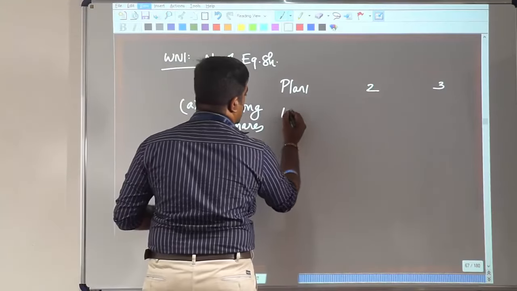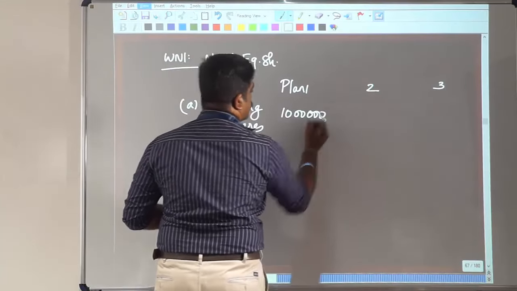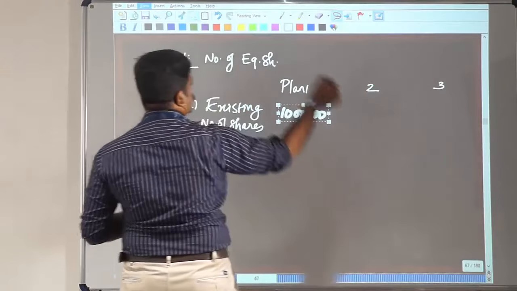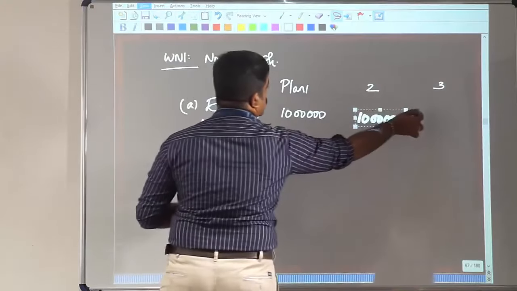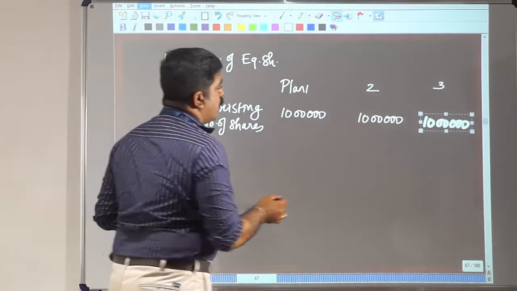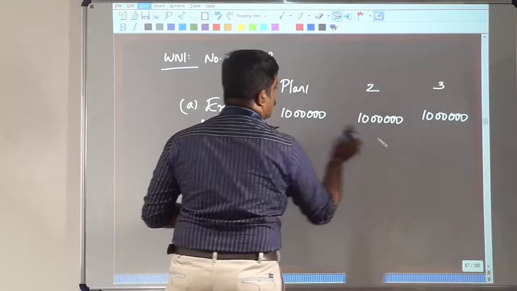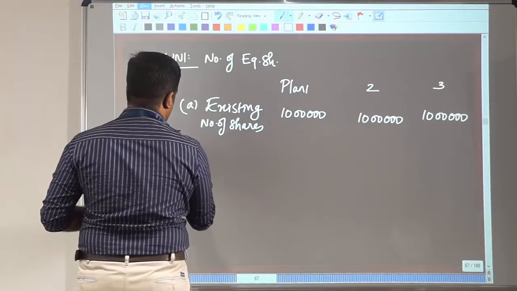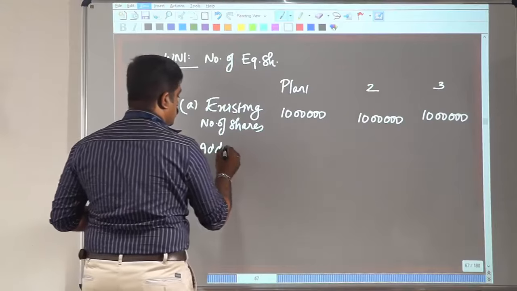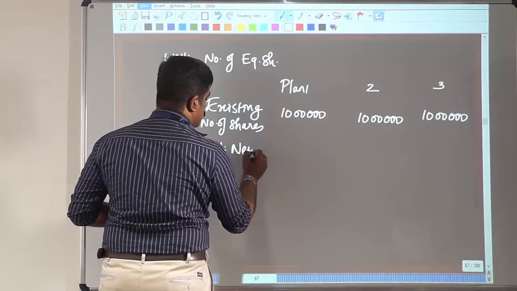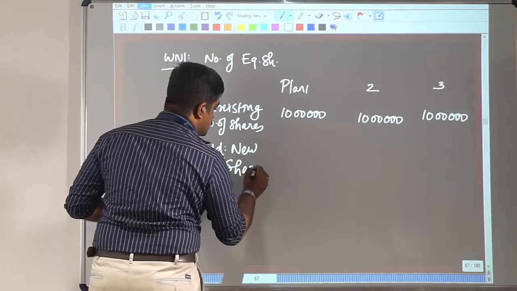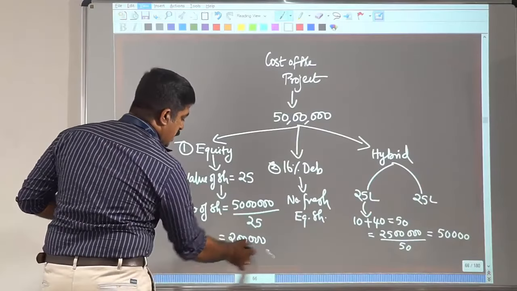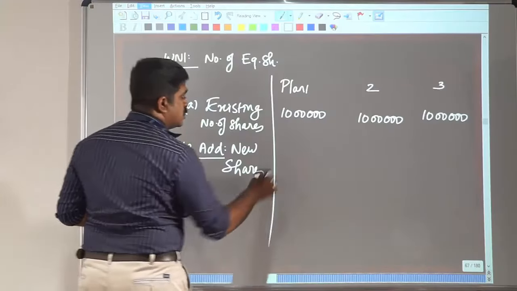Existing number of shares are 10 lakhs. In all 3 cases, existing number of shares are 10 lakhs. So I'll put 10 lakhs and 10 lakhs. Okay. Then new shares have been issued. Item B, add new shares. So what are the new shares? If you take plan 1, just now we have calculated that new shares to be issued in plan 1 is 2 lakhs. Okay, so it is 2 lakhs.